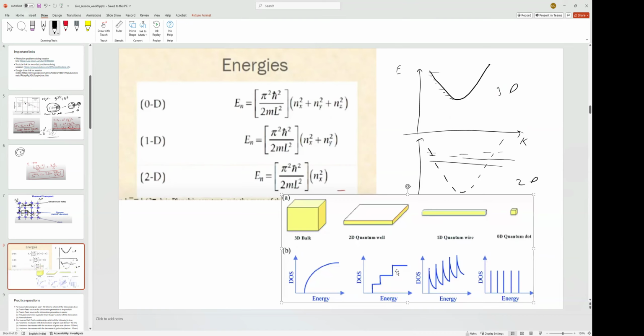Just imagine it horizontally. So here you can have all possible energy levels. Here now you have discrete energy levels, and this still follows this parabolic path. In 1D, you have even more discrete levels. So here you still can have these energy levels. There are some continuous zones.